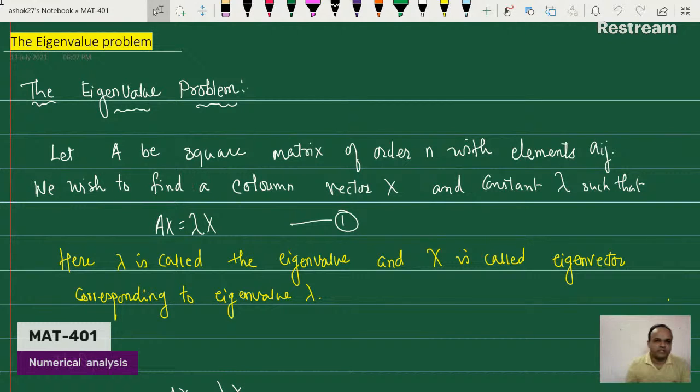So let us welcome to the next lecture of MAT-401, that is numerical analysis. This is the last topic of the chapter, that is solution of system of linear equations. So today we will see the eigenvalue problem. Let A be a square matrix of order n with elements aij.